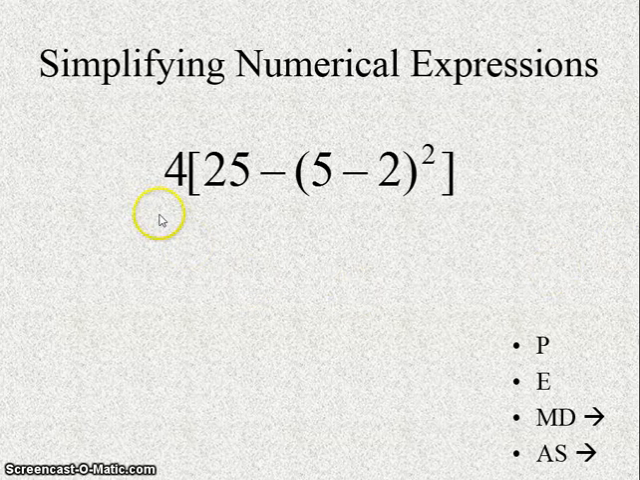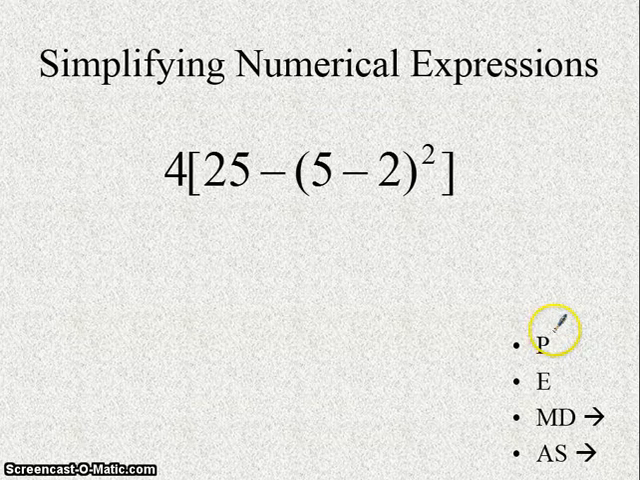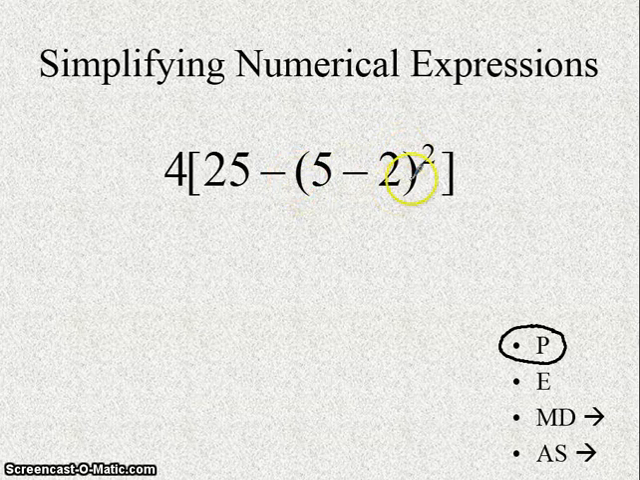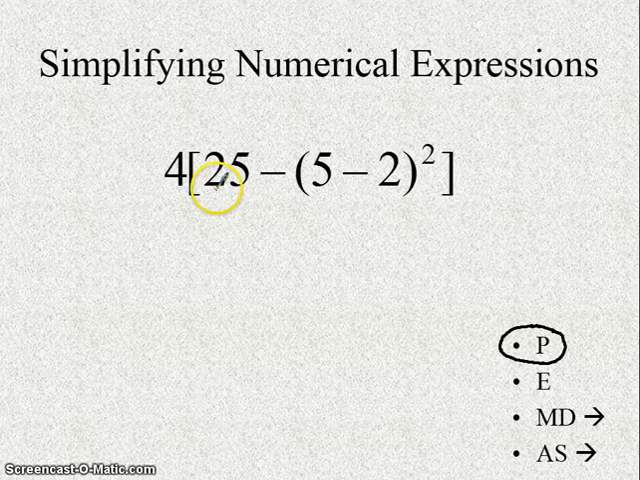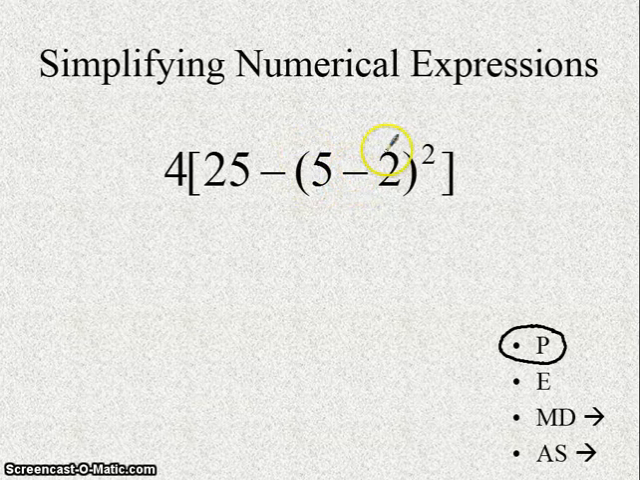Now, let's take a look at this numerical expression. Notice, when we start asking ourselves about the parentheses, we actually have two types of grouping symbols. We have the parentheses, and we have the braces, or the brackets. We always want to start with what's inside. So, do you see how these parentheses are inside of the brackets? We need to do this first.